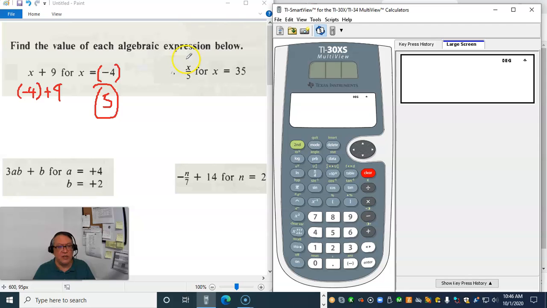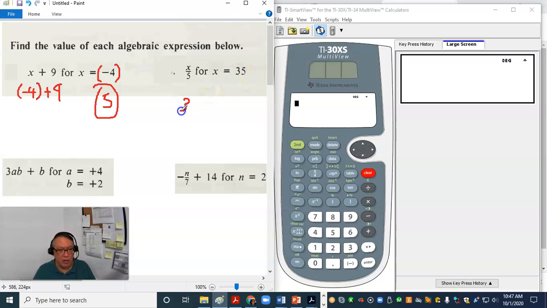Our next expression says x over 5, or we can read that as a division sign, right? In algebra, we know that the fraction bar represents division. X divided by 5 for x equals 35. And we can probably do that one in our head. But how would we do that in the calculator? Again, we're going to follow that procedure. Always put it down on paper, right? So wherever we see an x, we're going to substitute 35. So there's my 35 over 5, and I'm going to put that in the calculator.